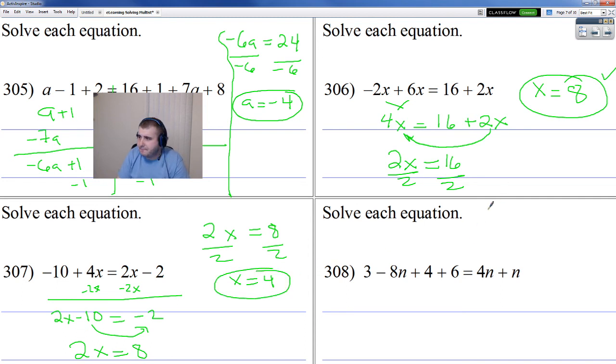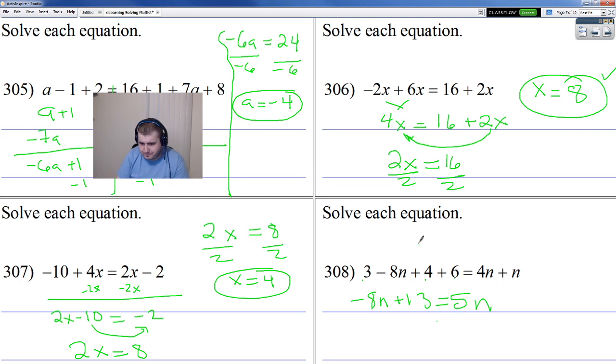All right, this last one. We've got this monstrosity right here. Let's combine our like terms. We got a 3, a 4, and a 6. All make 13. And on this side, 4n plus n, this is 5n. Now, here's what I was talking about before. This 4x is already by itself. Bring it over. We don't have to think about it. Here, this 5n is already by itself. If I bring the 5n over, what's going to be left on the right-hand side?